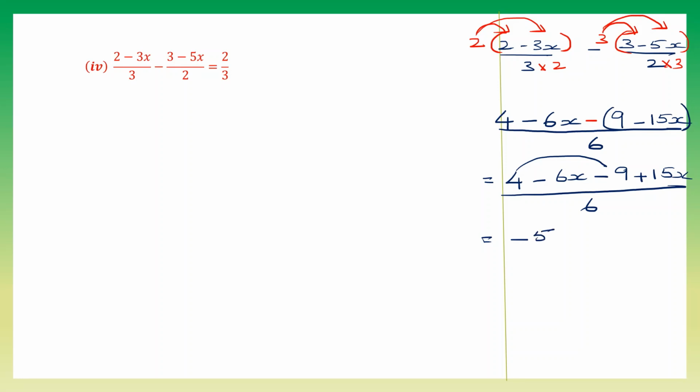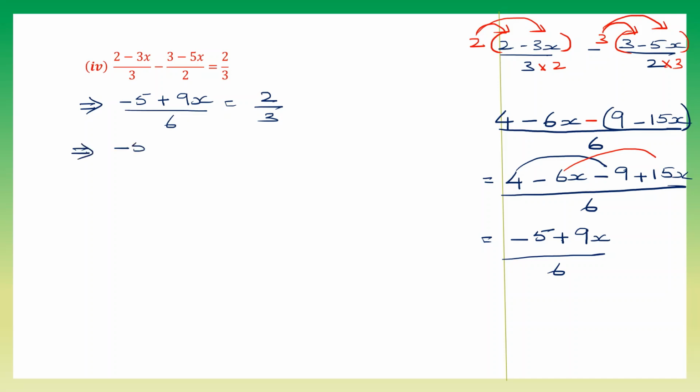Now let's work on the x terms. We have minus 6x and plus 15x. Signs are different. Put the sign of the bigger number and subtract. 15 minus 6 will be 9. So 9x by 6. So now let's write it down there. So here we've done the left hand side. We've got minus 5 plus 9x by 6. This is equal to 2 by 3.